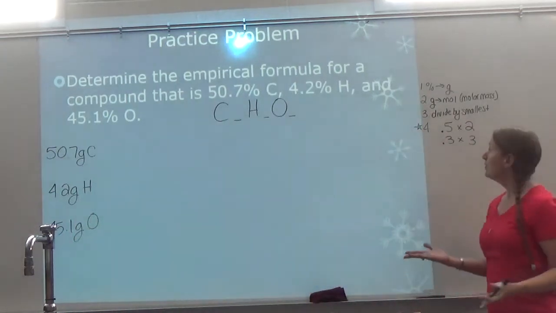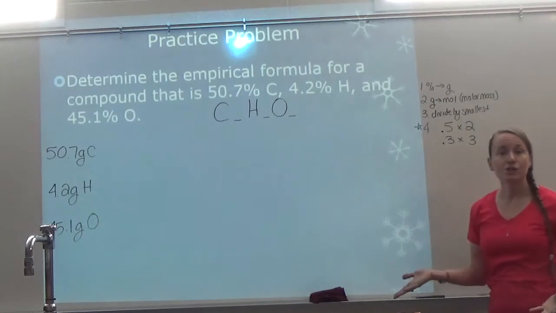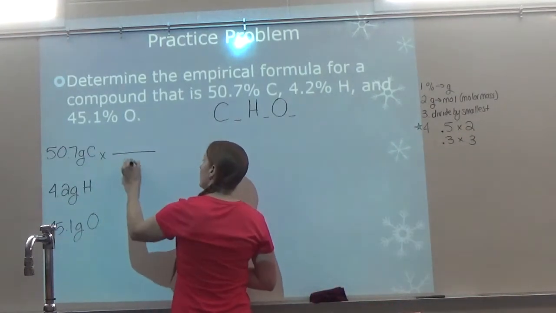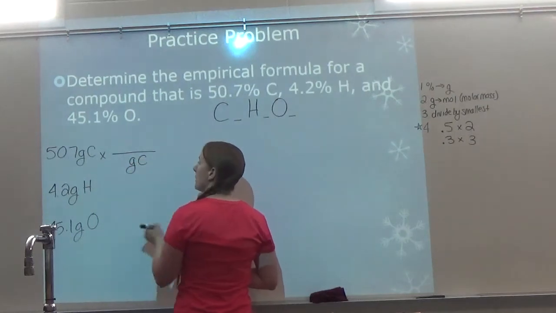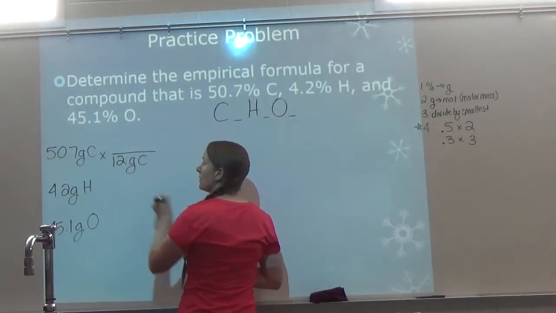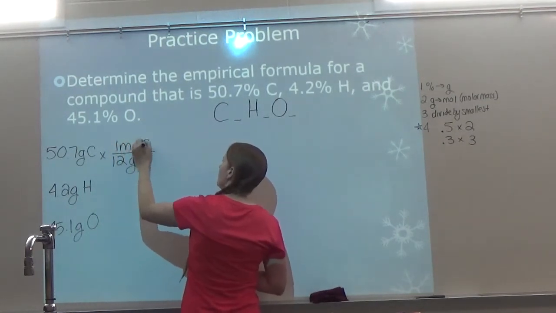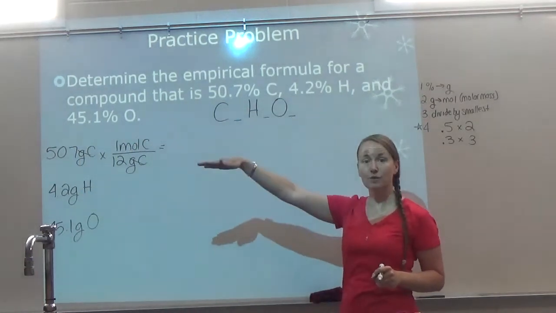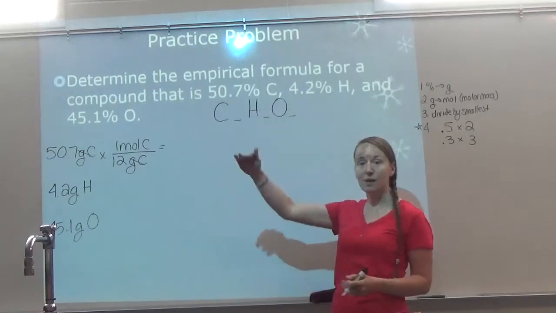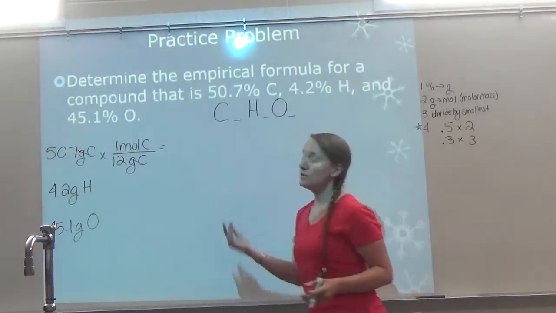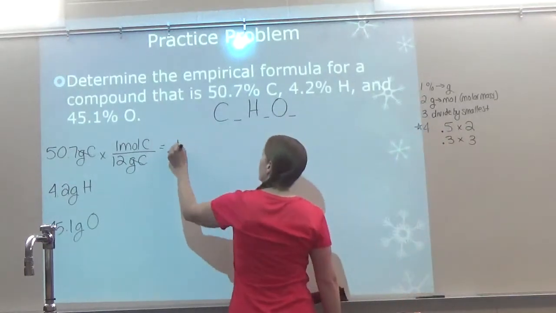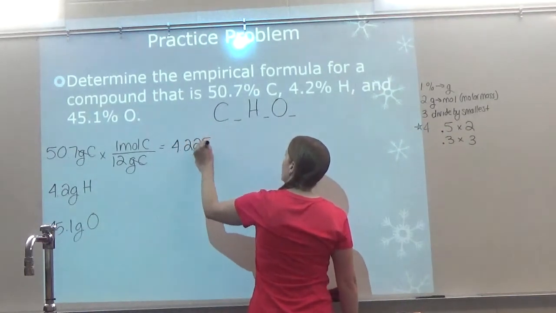Step 2 is convert grams to moles using the molar mass. Let's start with carbon. Grams of carbon is on top, so grams of carbon goes on the bottom. Carbon on the periodic table is 12, and that equals 1 mole of carbon. Remember, 12 is just the molar mass that we're pulling off the periodic table, the atomic mass underneath the symbol. So 50.7 divided by 12 is 4.225 moles of carbon.